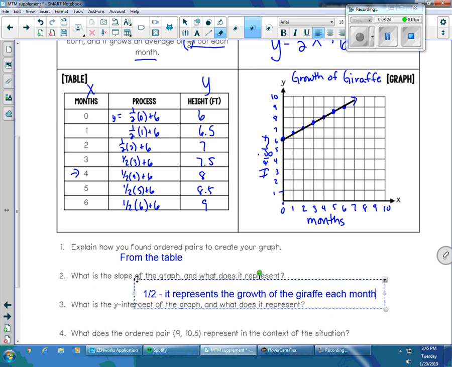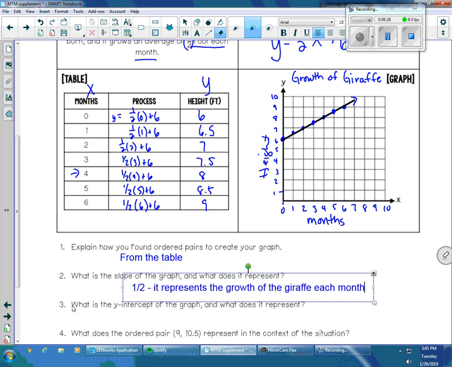So 1/2, and it represents the growth of the giraffe each month. What is the y-intercept of the graph, and what does it represent? The y-intercept of the graph is 6, and that represents the initial value, or the height of the giraffe when it was born. It was a value before we started multiplying anything. So at 0 months old, it was 6 feet tall.